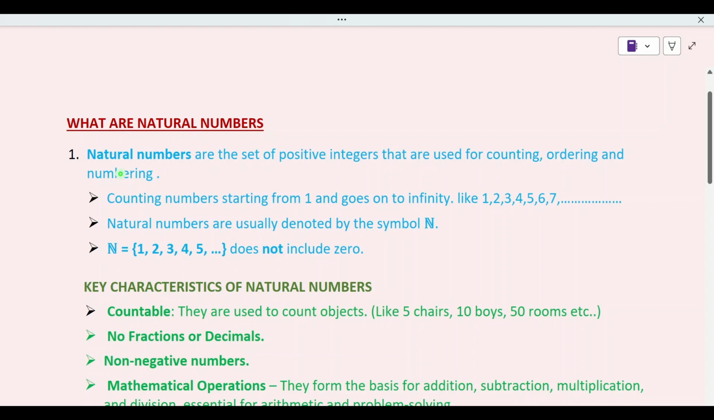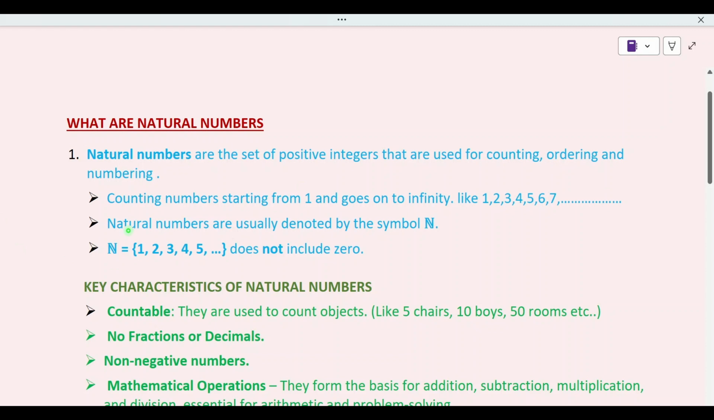What are the natural numbers? Natural numbers are the set of positive integers that are used for counting, ordering, and numbering. Counting numbers start from 1 and go on to infinity, like 1, 2, 3, 4, 5, 6, 7, 8, 9, 10, 11, 12, and so on up to the endless.